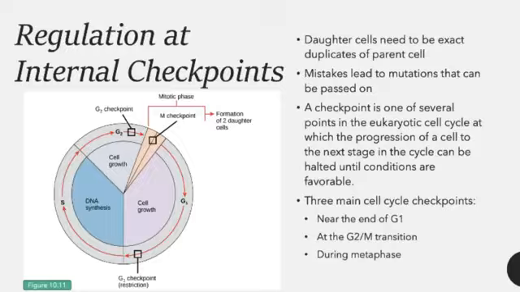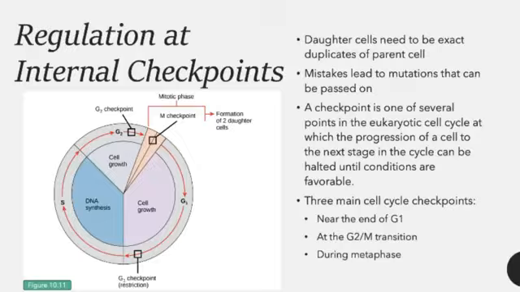So what is a checkpoint? A checkpoint is a control point in the cycle where the cell cycle can be stopped until conditions are favorable. If something goes wrong, the cell can stop and repair the problem, or if the damage is too severe, it can self-destruct through a process called apoptosis, or cell suicide.